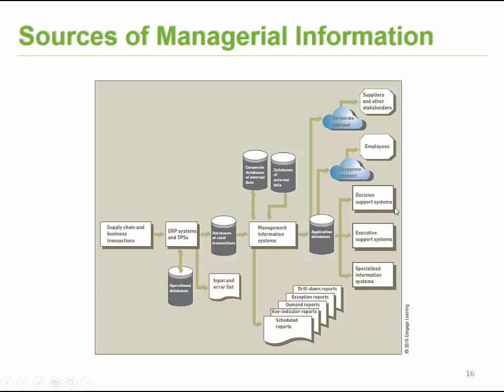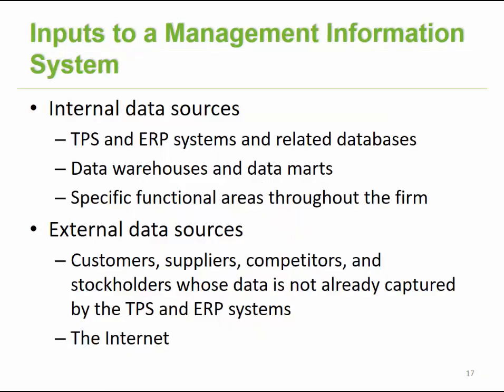For example, decision support systems, executive support systems, as well as group support systems, as well as various other specialized information systems. Now let's look at some more details regarding the different processes that are involved. When we talk about the inputs to our management information system, we can either get information internally or externally. Internally, it's going to come from our ERP and TPS systems, as well as various other databases. It might also come from data warehouses and data marts.